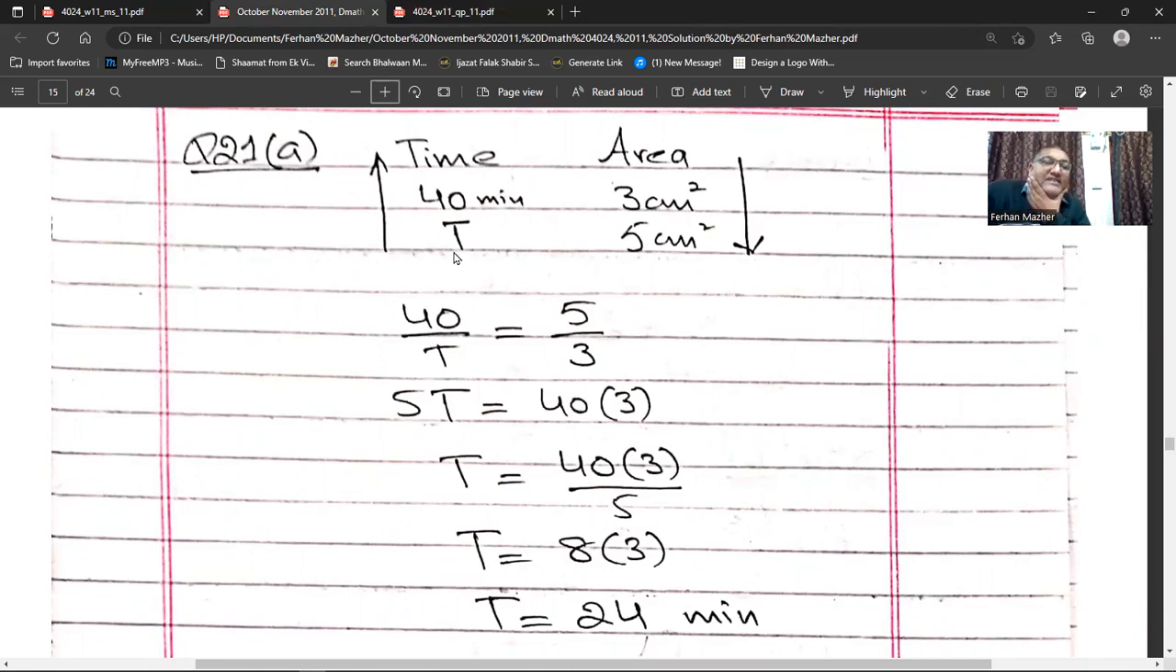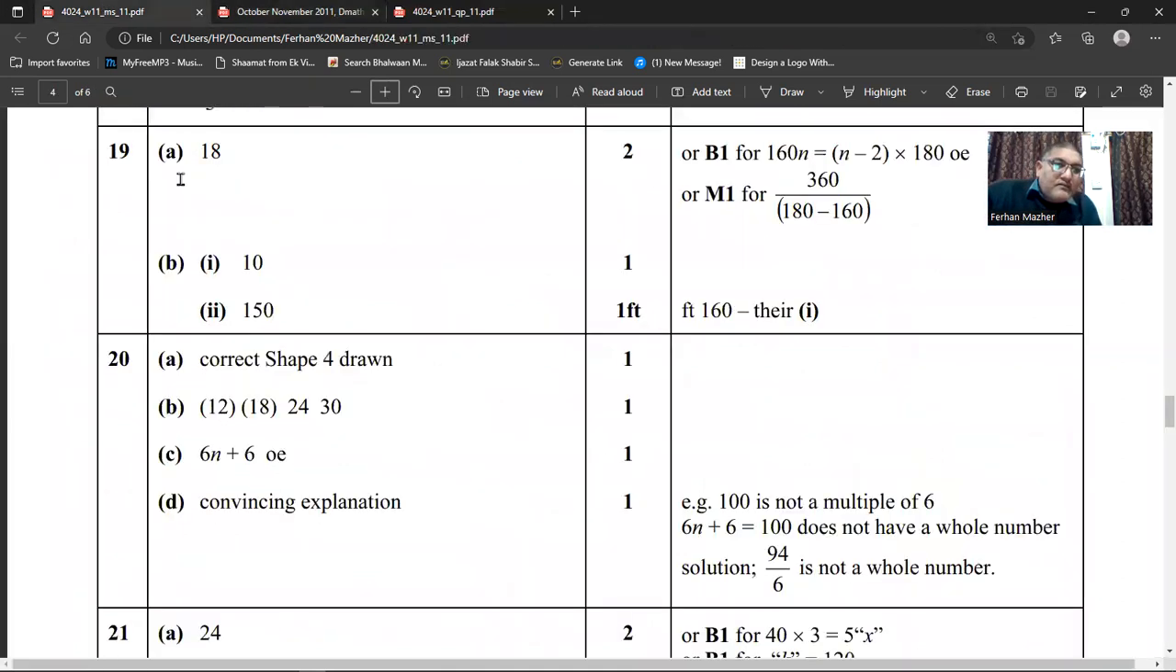So this will come as it is, 40 by t, but this fraction will be flipped because this is with the downward arrow. So when you flip it, this will become 5 by 3. Cross multiply, so 5t equals 40 into 3. So t equals 40 into 3 divided by 5. That will be 8 into 3, and that will be 24 minutes. So the pipe whose opening is 5 centimeters square will take 24 minutes to fill the tank. 24 is the right answer.